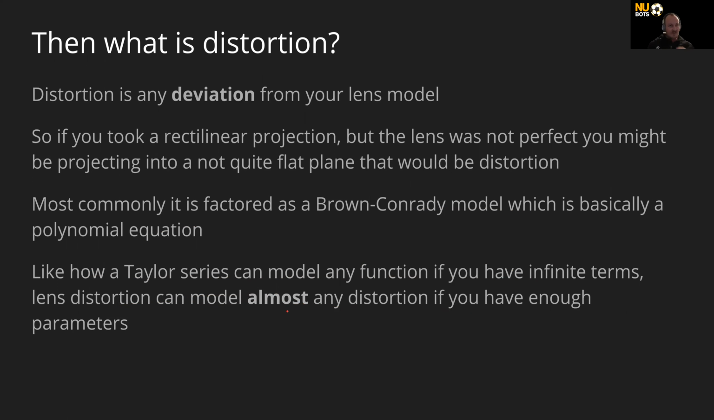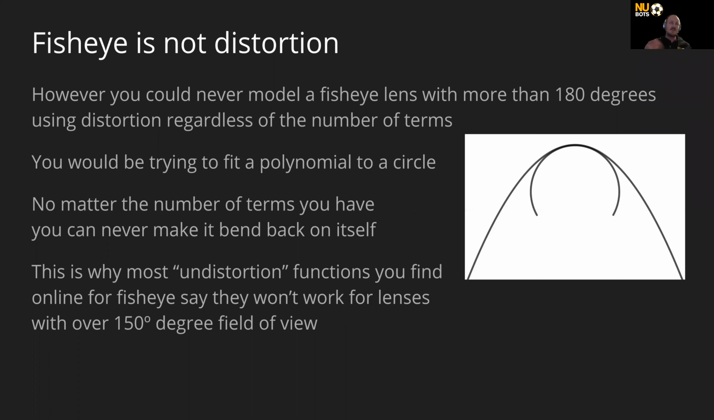The most important one, which many of you might run into, is fisheyes. Fisheyes are not distortion. The way I know this is that I can't make a polynomial equation that fixes a fisheye lens that has more than 180 degrees. It's just not possible, because what you would be trying to do is fit a polynomial to a circle. No matter how many terms you throw at that problem, you're never going to get a polynomial equation that bends back on itself.